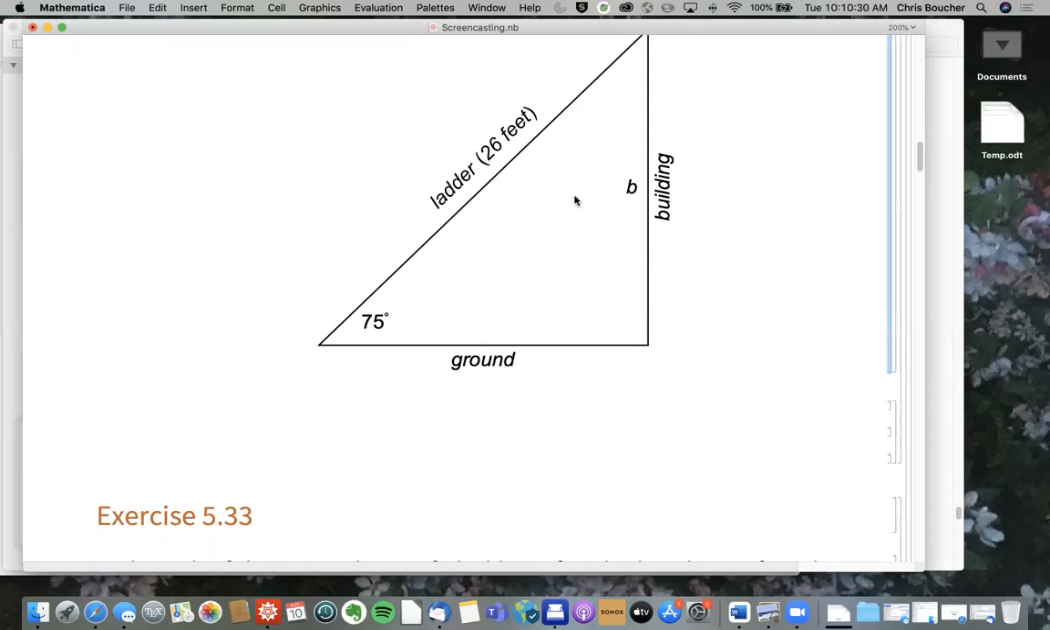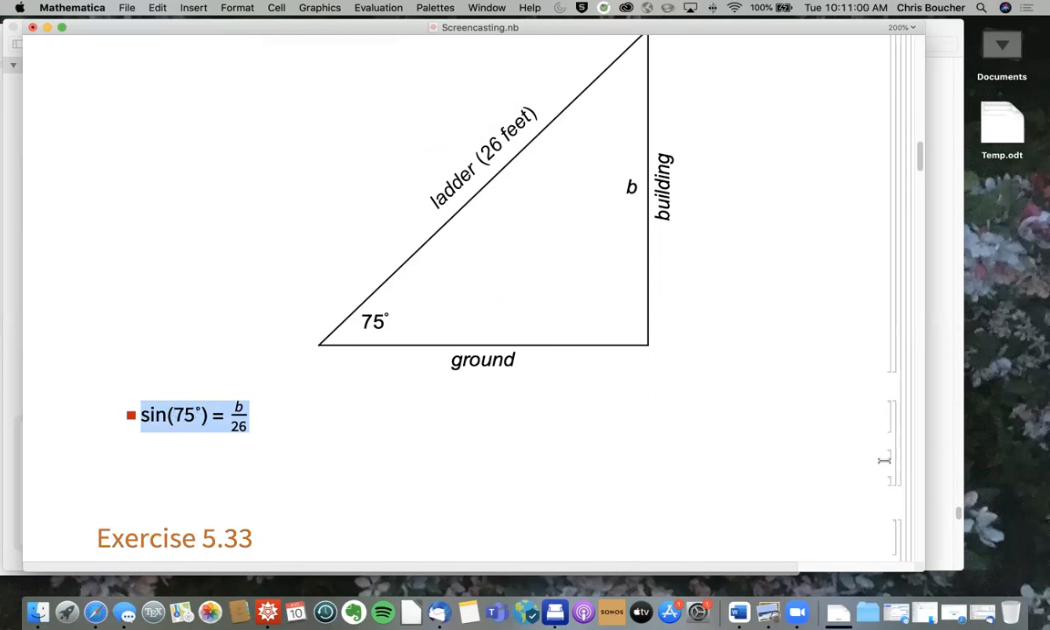So this is a right triangle, and I can use trigonometry to figure out the value of B. Now, B is the opposite side from 75 degrees, and 26, of course, is the hypotenuse. It's opposite the right angle. That suggests the sine function would be a good thing to use here, because the sine of 75 is opposite over hypotenuse. And I get this little equation: sine 75 degrees equals B over 26.